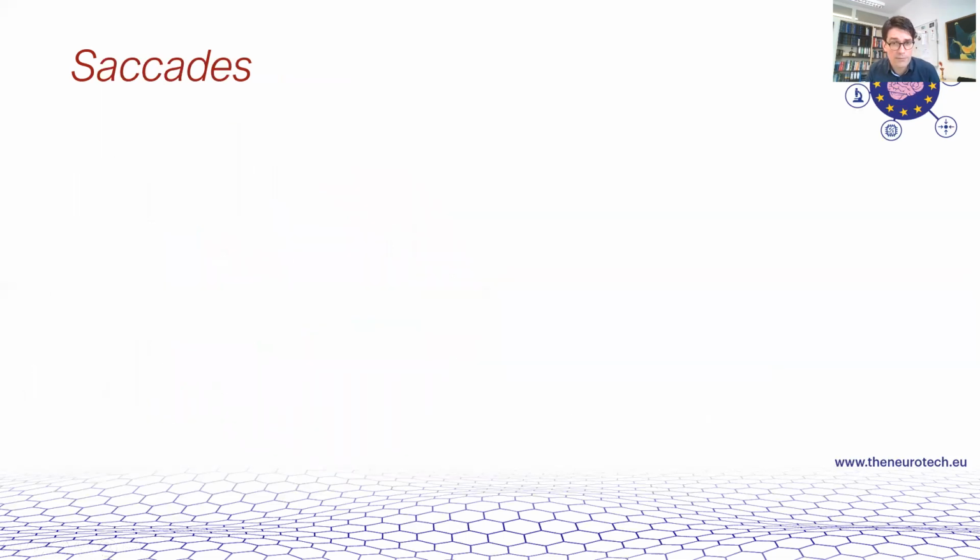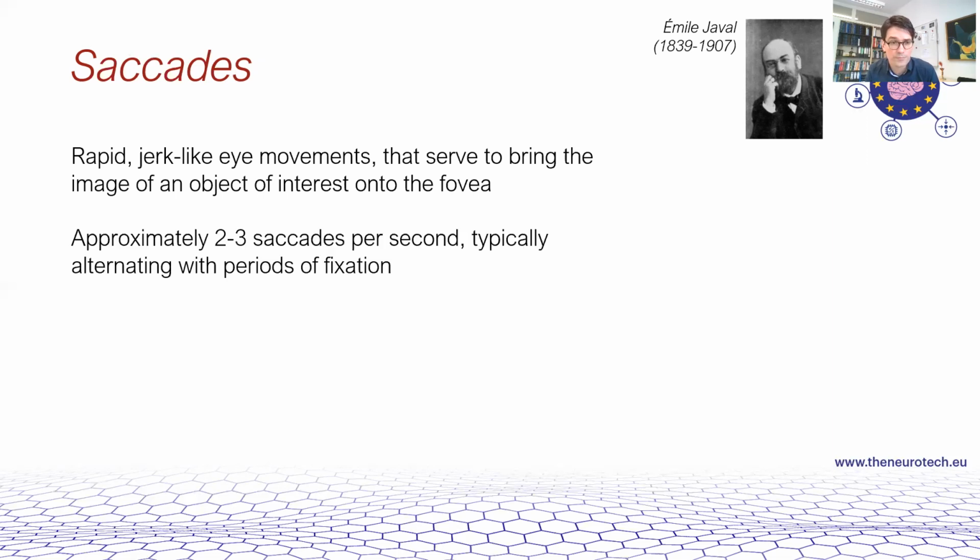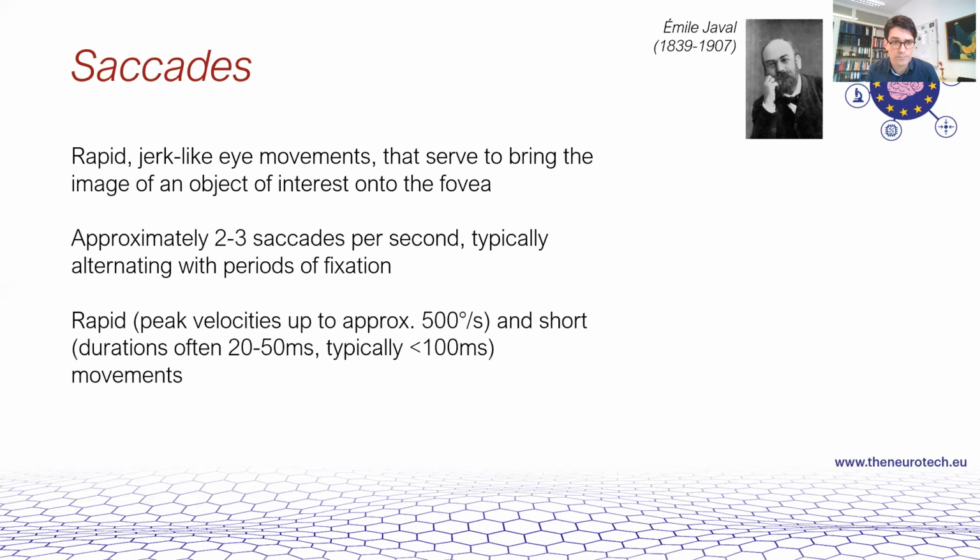And then finally, after fixation and smooth pursuit, I will now turn to saccades. These are rapid, gaze-shifting, jerk-like eye movements. The name Javal is closely associated with the term saccades, and saccades serve to bring the image of an object of interest onto the fovea. In everyday viewing conditions, we make about 3 saccades per second, and saccades typically alternate with periods of fixation.